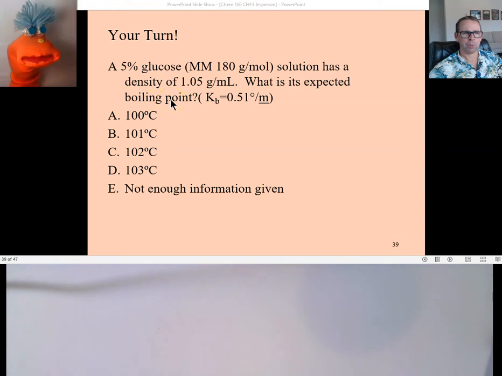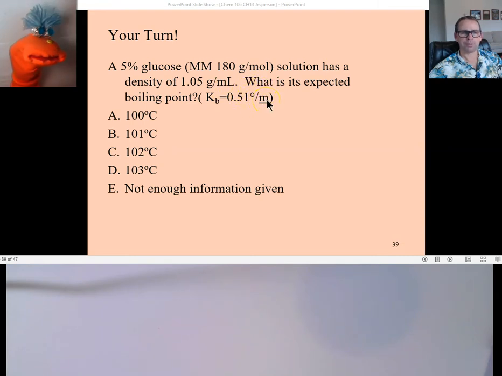I'm not exactly sure. I don't remember how to do this. Well, okay, so they provided this. What is this business here, this KB? Looks like some sort of constant. Yeah? What's the best thing we can do for this sort of thing? I think we were saying look at the units, right? That's right. So it says 0.51 degrees per, what's this little m?